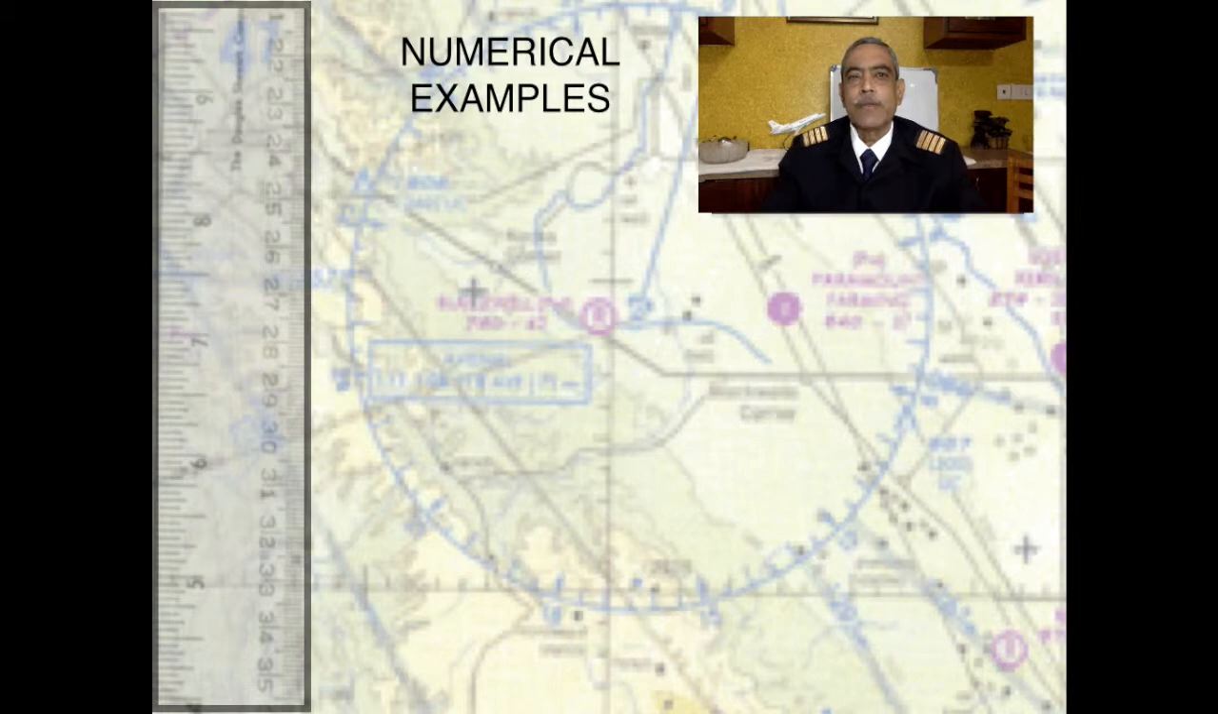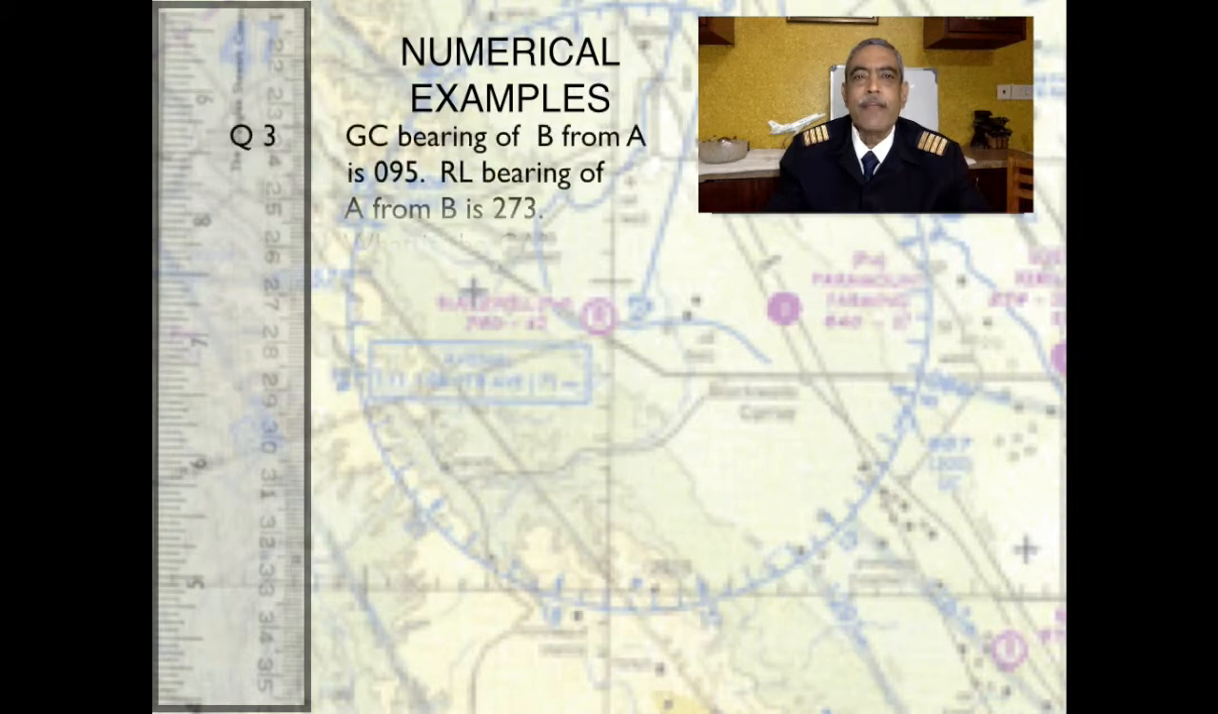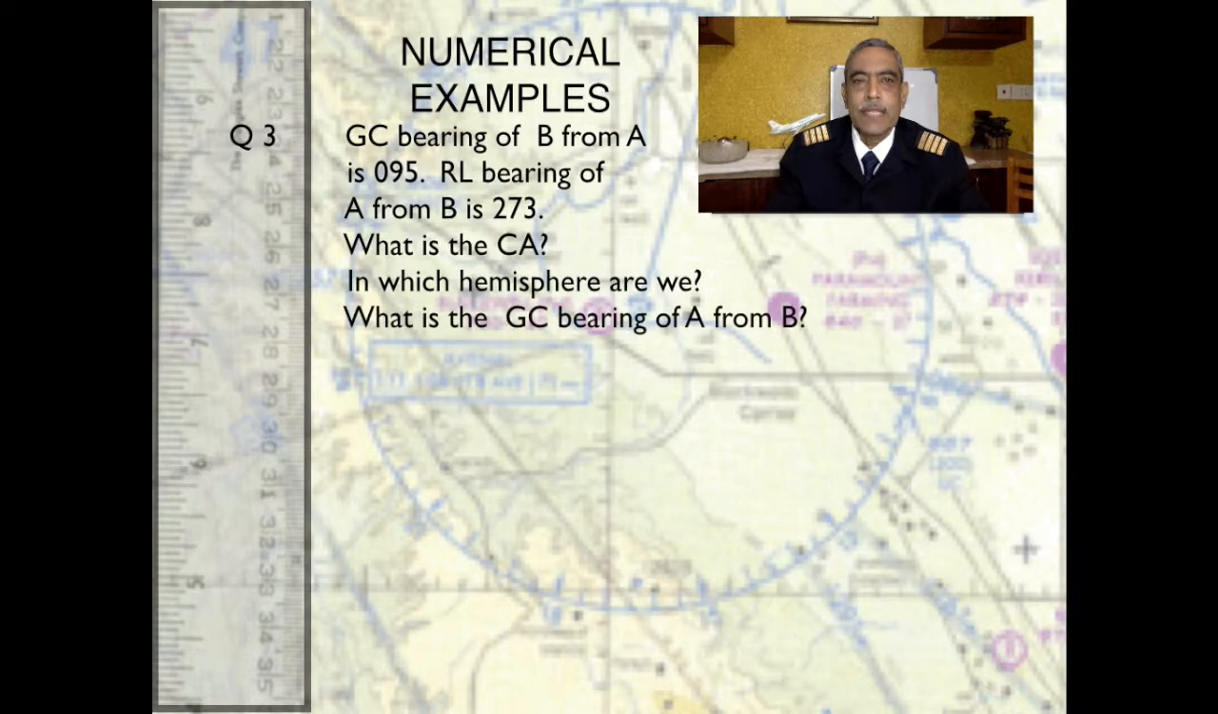Another numerical to sum up the lesson and clarify the concept. A little bit more elaborate, and I will go through it deliberately slowly. The question is like this. Great circle bearing of B from A is 095. Rhumb line bearing of A from B is 273. What is the conversion angle? In which hemisphere are we? And what is the great circle bearing of A from B?